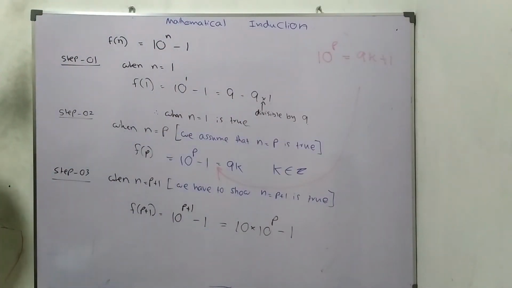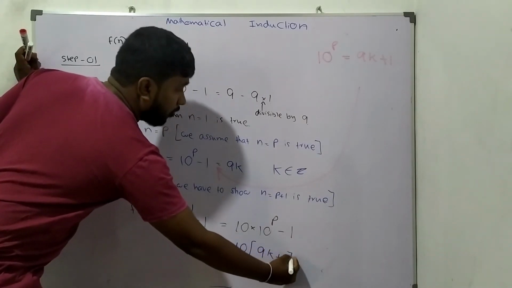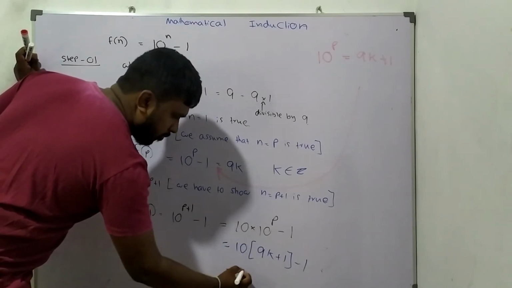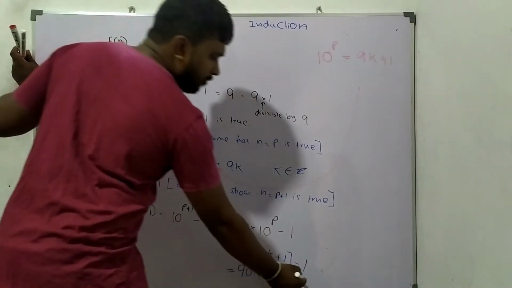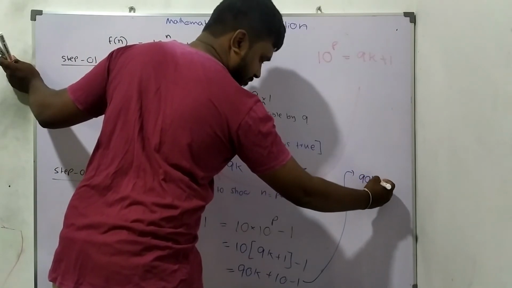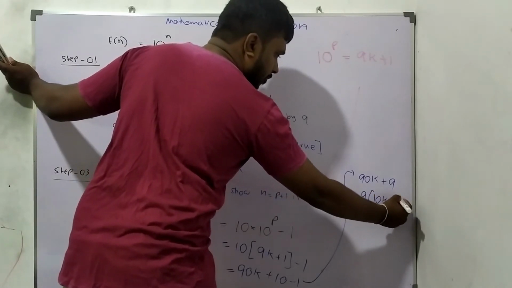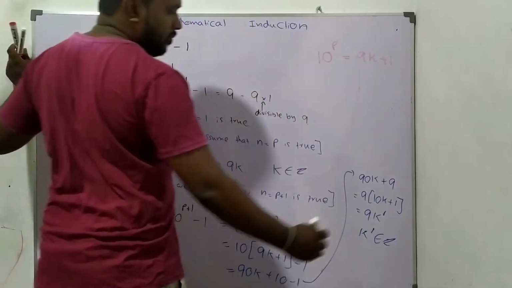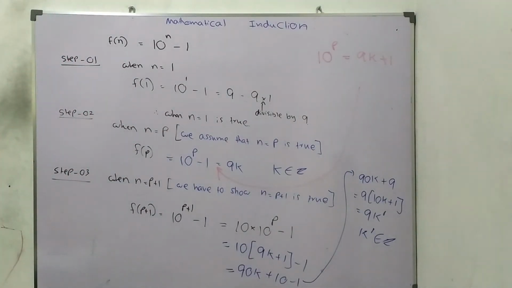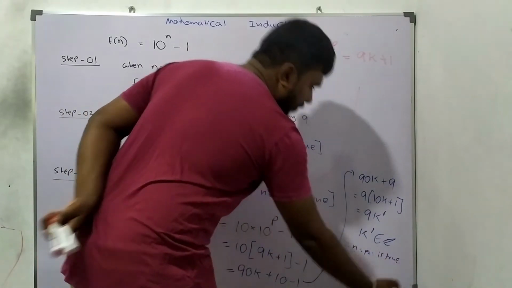Now you can substitute it into the main expression: 10 times (9k plus 1) minus 1, which is 90k plus 10 minus 1, so 90k plus 9 now. 9 can be taken out: it's 9 times (10k plus 1). K is an integer, so 10k plus 1 should be another integer, like k dash. So it's 9k dash, which means it's divisible by 9. K dash is an integer, and therefore we prove n equal p plus 1 is also true.